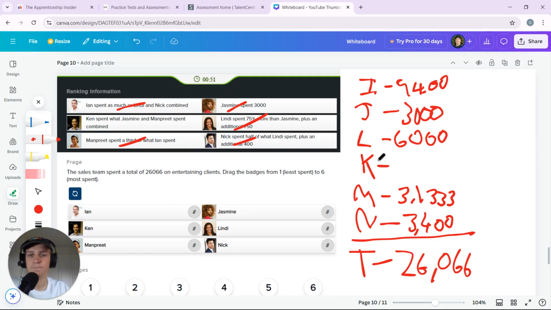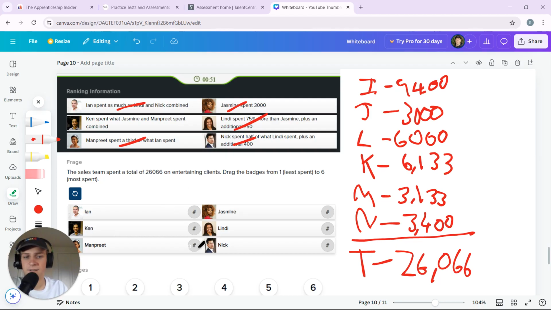So we don't need to do that in this case because Ken has the information. Ken spent what Jasmine and Manpreet spent combined. So Jasmine 3,000 plus Manpreet. This must be, I must have made, wait, hang on. Oh, I've done an extra 3 there. That's what it was. Confused me for a second. Right, so Jasmine plus Manpreet, 3,000 plus 3,133, that's 6,133. Boom. Okay, so now we've got everyone.